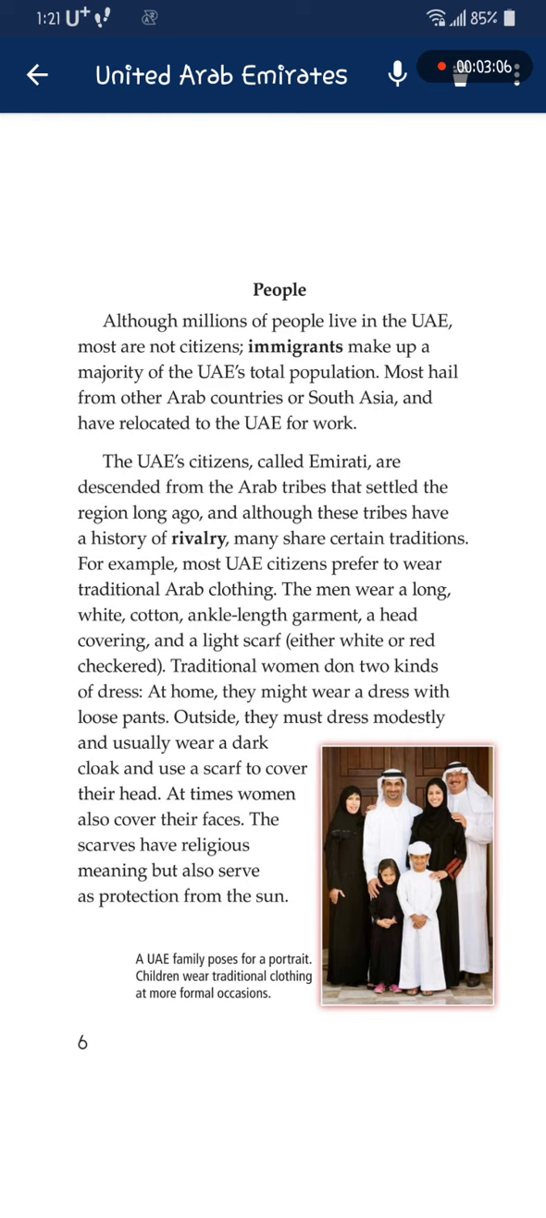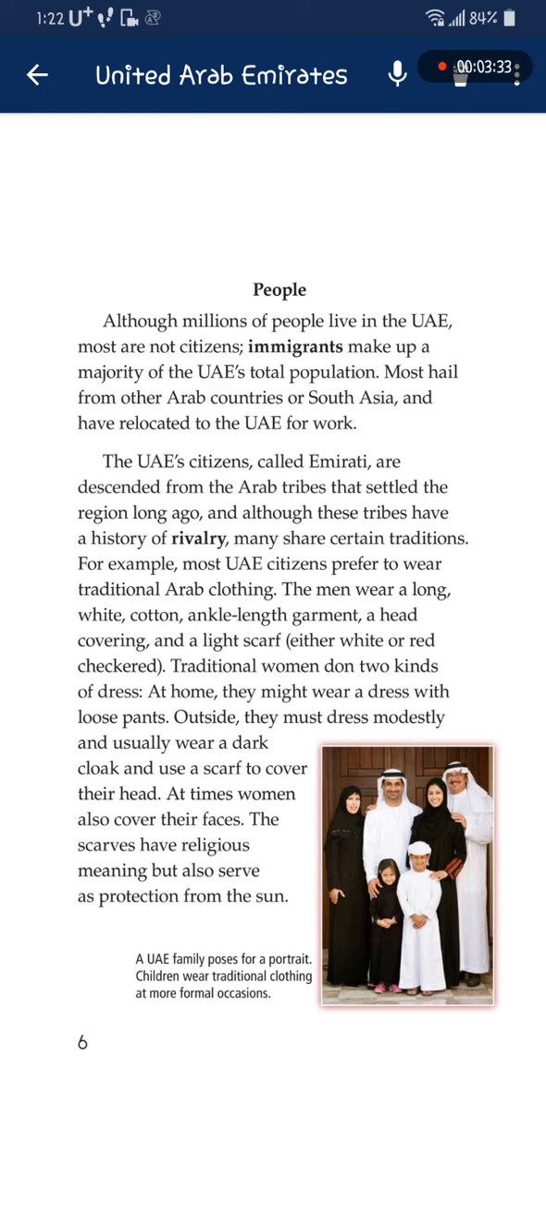Most hail from other Arab countries and South Asia and have relocated to the UAE for work. The UAE citizens, called Emirati, are descended from the Arab tribes that settled the region long ago. Although these tribes have a history of rivalry, many share certain traditions.